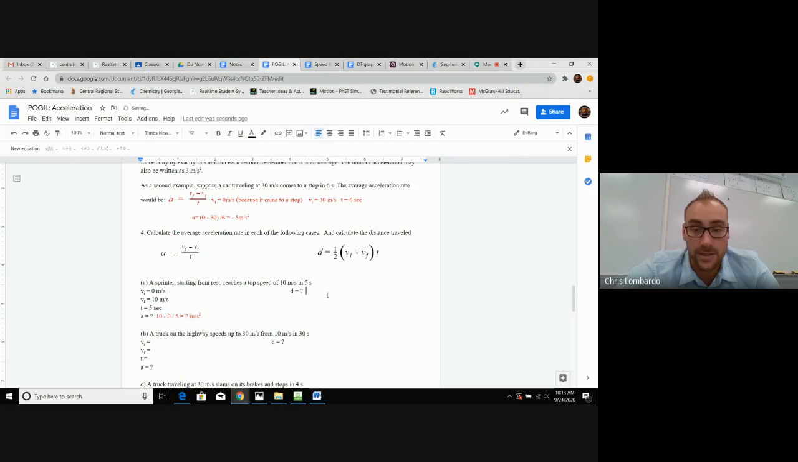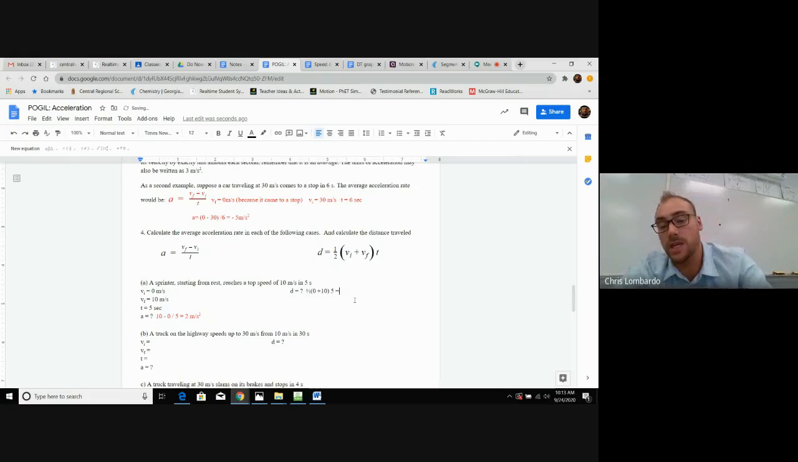All right, and then the distance. Well, we already have the variables we need. We have VI, VF, and T. So you would show it like this: 1/2, parentheses, what is VI? VI was 0 plus 10. And then you're multiplying it by the time.